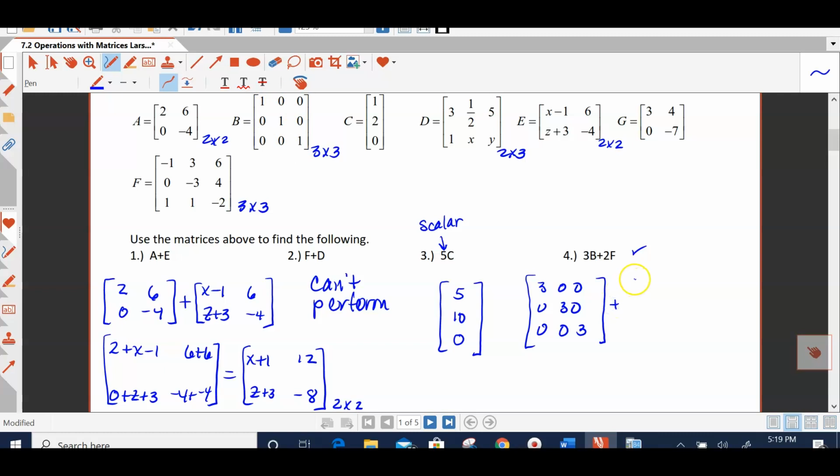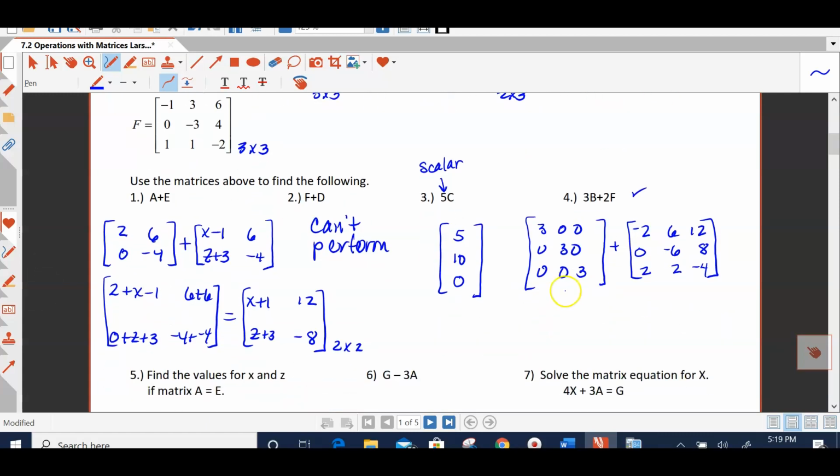Now let's take matrix F and multiply it by 2. So 2 times negative 1 would be negative 2, 6, 12, 0, negative 6, 8, 2, 2, negative 4. Multiplying the whole matrix F by 2 is basically just doubling it.